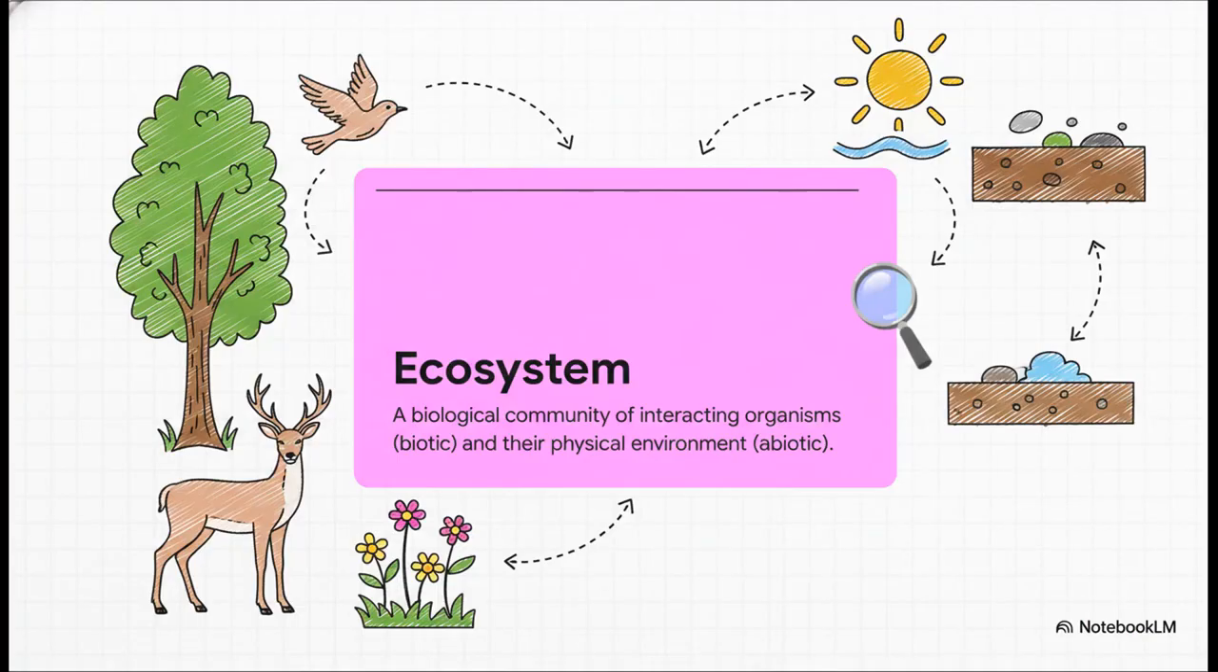Okay, let's get the official definition down. Every single ecosystem has two main parts. You've got the biotic parts. That's just a fancy word for all the living stuff: plants, animals, bacteria. Then you have the abiotic parts, all the non-living things like sunlight, water, and soil. It's how all of those things interact that creates the system for energy to move through.